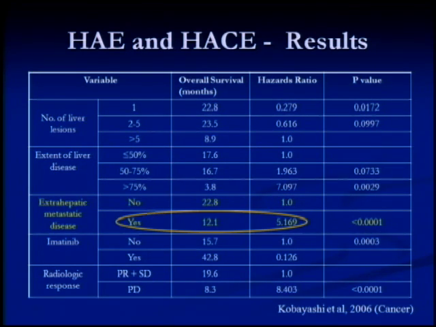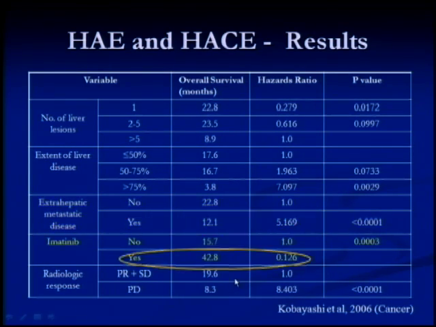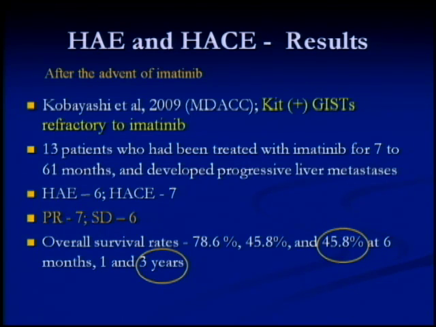Similarly, if you have extrahepatic metastatic disease, disease elsewhere in your body, then the chance of improved survival is not as high. But if you have a liver-only disease, then we get good survival. Similarly, if you have concomitant imatinib on board, that improves your survival significantly, as you can see, 43 months versus 16 months. And obviously, if we get a radiologic response or even stable disease after chemoembolization, there's an improved chance of survival. We also looked at a small subgroup of patients in the last few years who were treated after the advent of imatinib, because earlier data was before the advent of Gleevec.